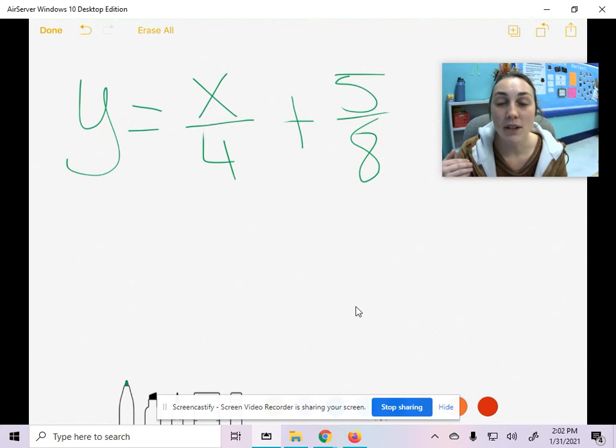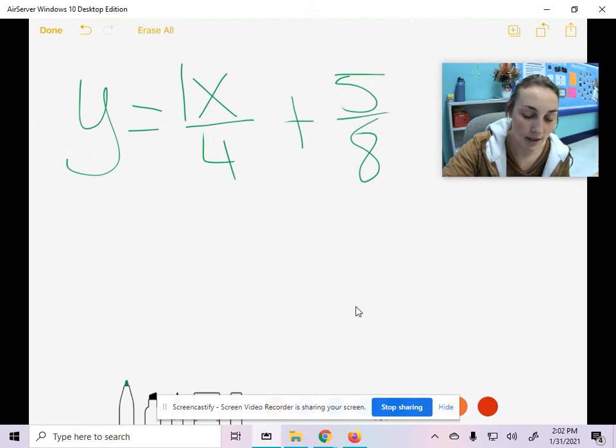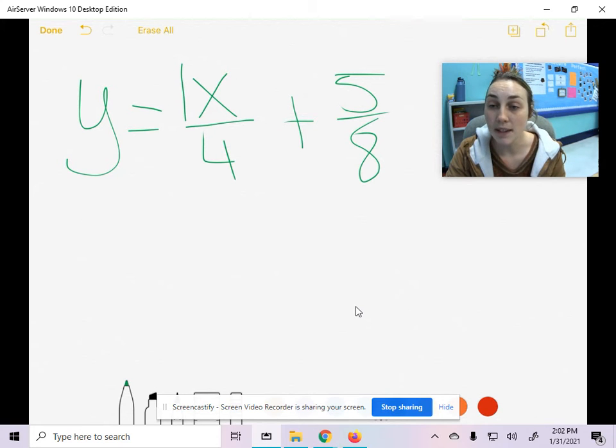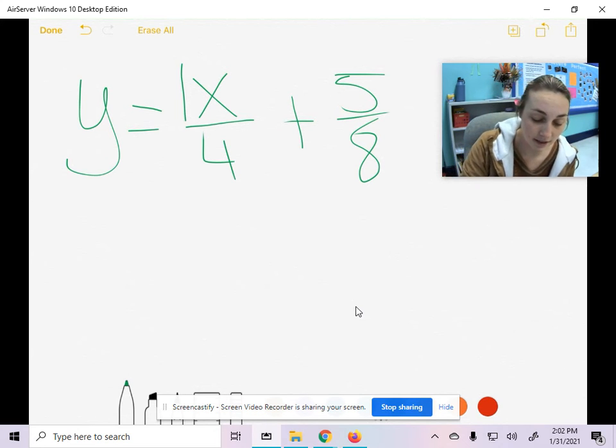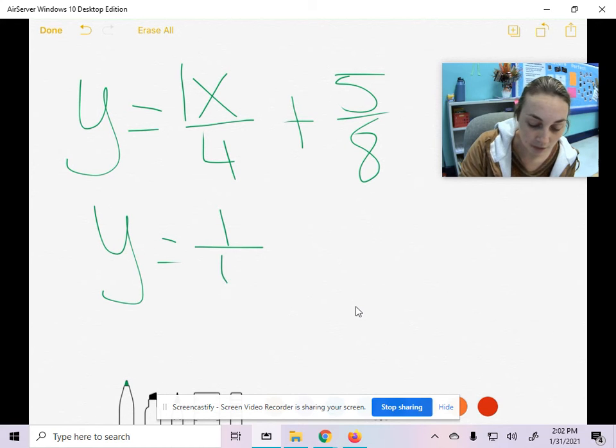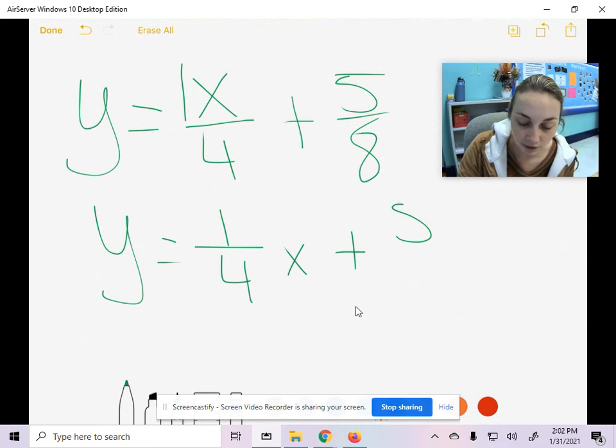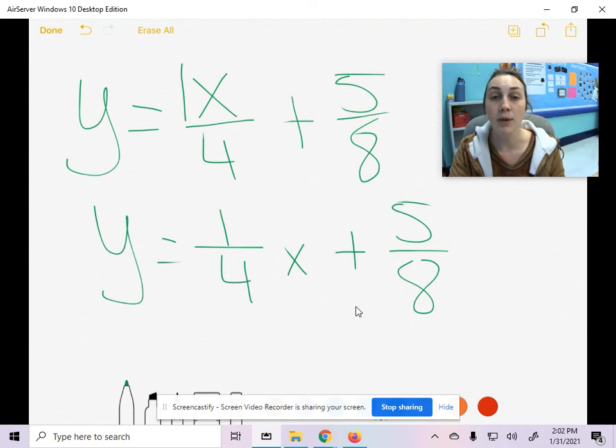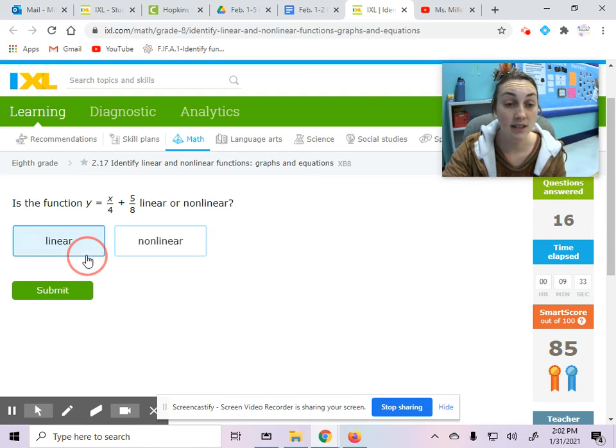So again, you can automatically assume there is a 1 in front of that x because an x can't be by itself. It can't be 0 because then the x wouldn't be there. So if there's an x by itself, there's automatically a 1 in front of it. That makes this equation y equals 1/4 x plus 5 over 8, which is in the proper y equals mx plus b format. Therefore, this is linear.